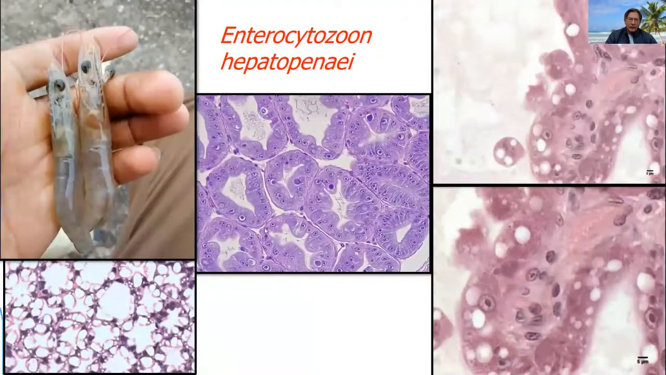Here we have a typical picture of an animal displaying EHP. You can see the typical pale discoloration of the hepatopancreas that is also typical for other enteric pathogens such as NHP and AHPND. For comparison, we have a healthy section of hepatopancreas, and here we have a hepatopancreas affected by EHP. We can see here the plasmodium stage and also the spore stage.